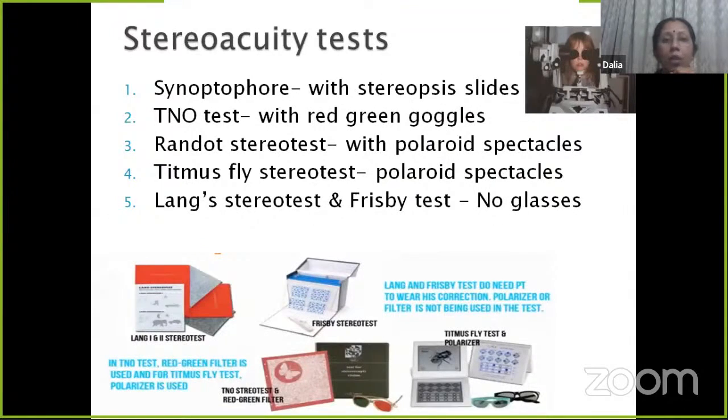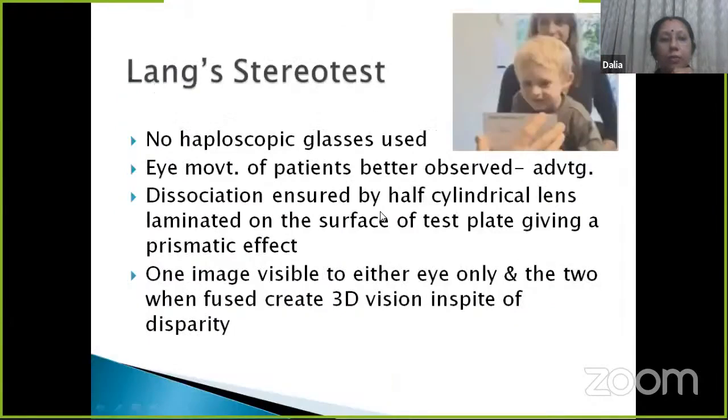We'll go to the stereo acuity tests, which Sir wanted me to speak more of. Synoptophore, I think it will not be possible to cover in these 10 minutes, so I'll go through the other tests. The TNO test, which uses red-green goggles for dissociation. The Randot and the Titmus fly stereo tests, which use Polaroid spectacles. And the Lang stereo test and Frisby test, where no dissociation glasses are used. In the Lang stereo test, no haploscopic glasses are used.